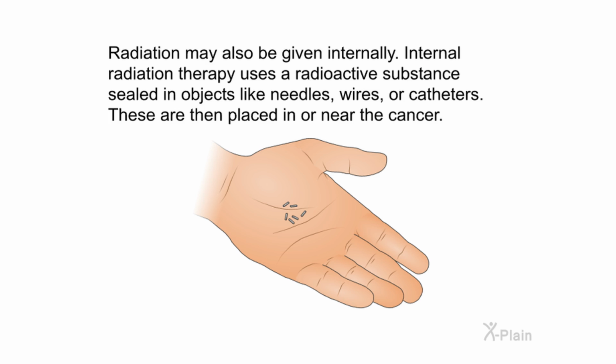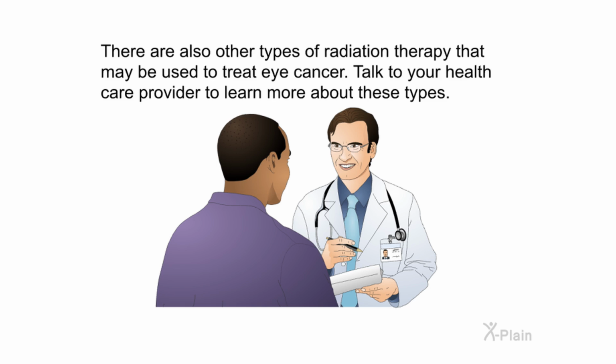Radiation may also be given internally. Internal radiation therapy uses a radioactive substance sealed in objects like needles, wires, or catheters. These are then placed in or near the cancer. There are also other types of radiation therapy that may be used to treat eye cancer. Talk to your healthcare provider to learn more about these types.